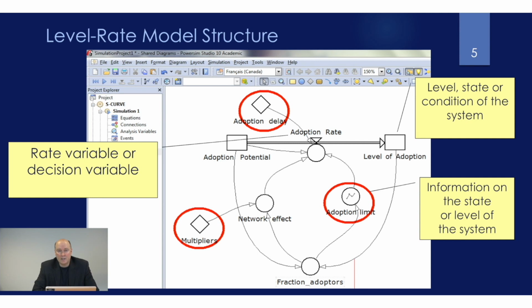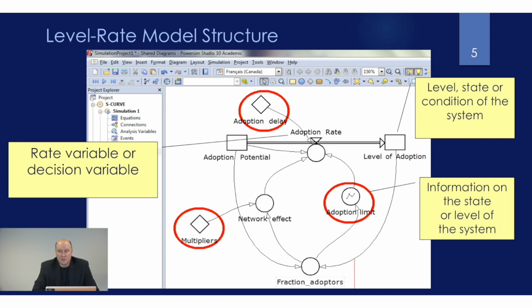Now that speed is also regulated by what we see on top, the adoption delay. The adoption delay will regulate the speed at which individuals on the left-hand side box, the adoption potential for a market, for example, move from that box to the other box on the right-hand side, which gives you at the end of the day the level of adoption. So this is a basic simple level rate model structure, but you can see all the building blocks there.